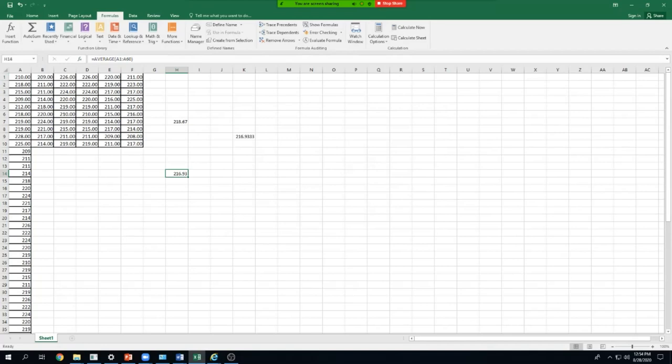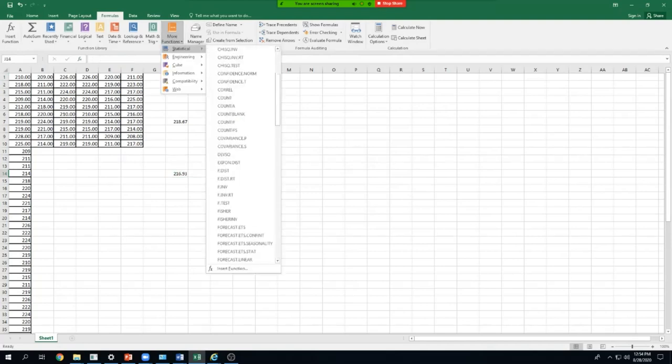Great. So you can also select the median, statistic, mode, median.